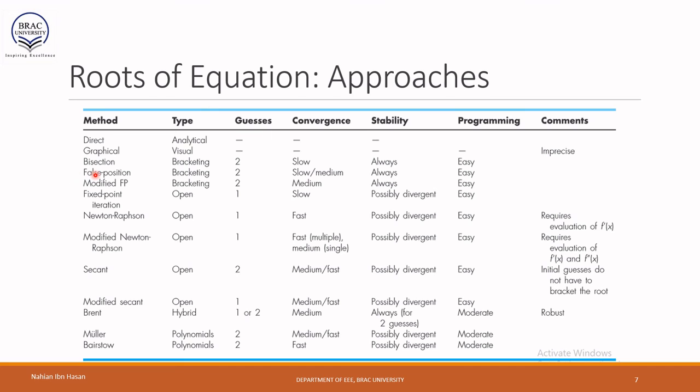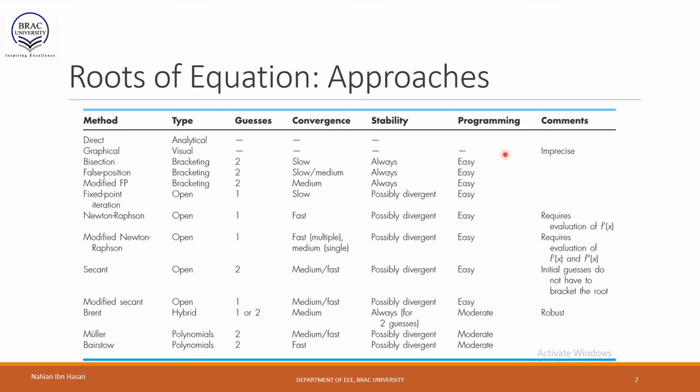For example, in the bracketing methods, we always get a root. That's why the stability is always ensured. That's why it is said always. And in the open methods, we already know that we have only one initial guess, and that's why the methods are not ensured. So that's why we are saying here that they are possibly divergent. That means sometimes they could diverge in special examples. And also Muller's method or Bairstow's method could also diverge as well.